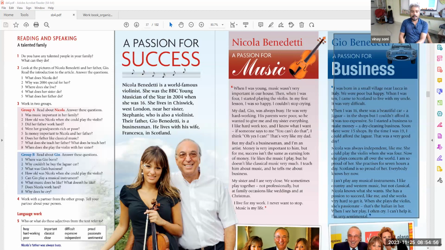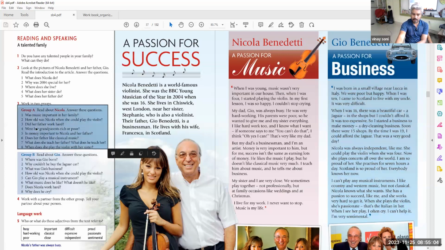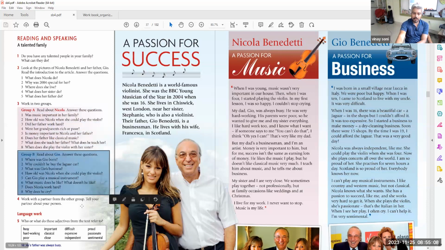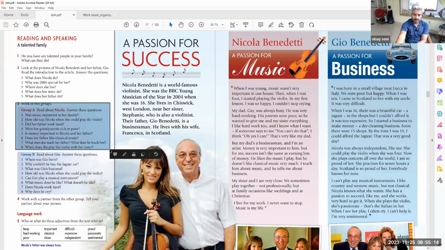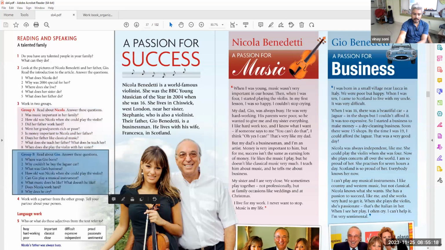So you guys can see exercise three. There are two groups of questions. Can you see? First eight questions and then second eight questions. Those people who are reading about Nicola, they will answer the first eight questions. And those who are reading about Gio, they will answer the second eight questions.